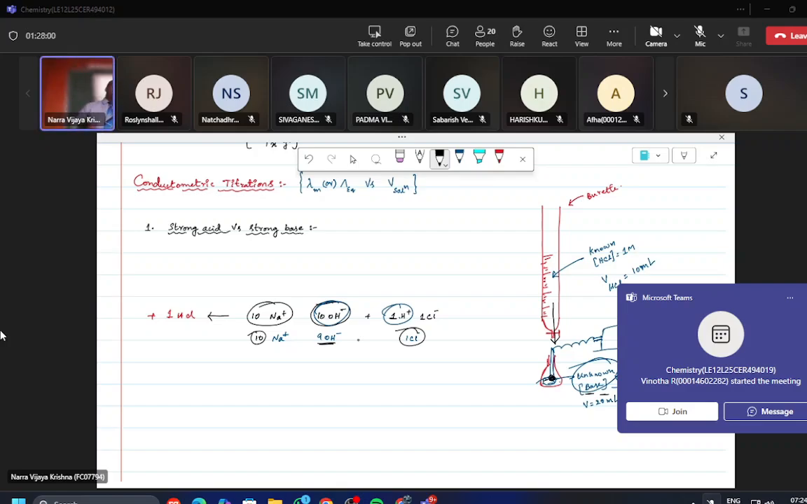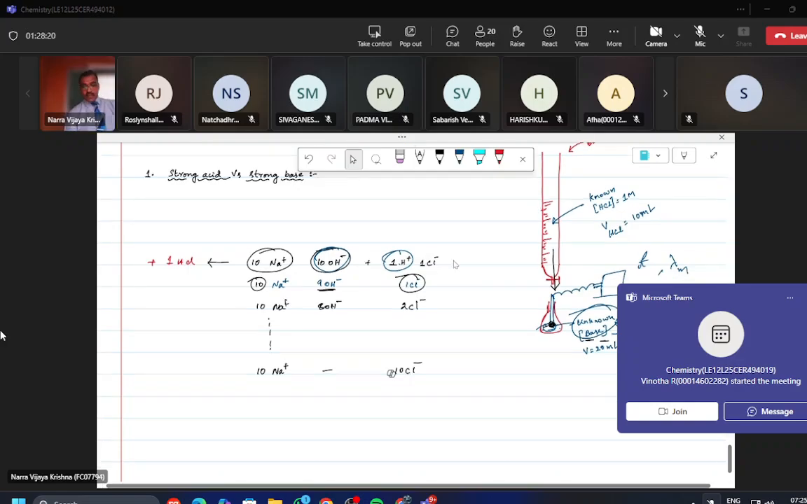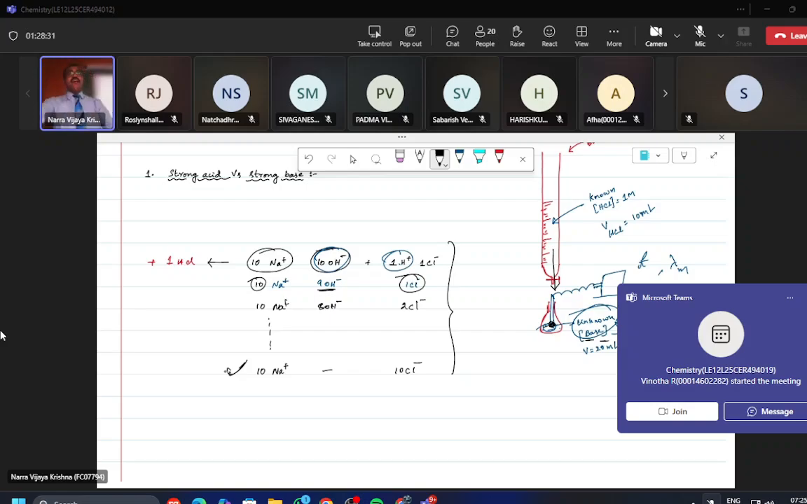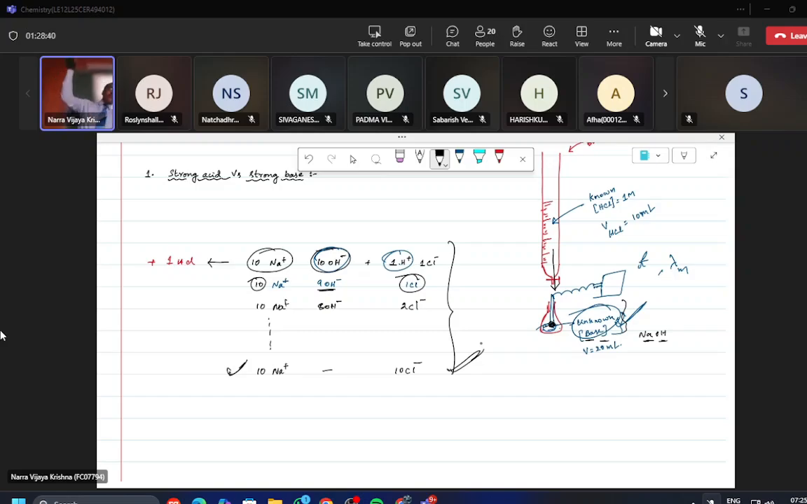If I add another mole of HCl, now what happened? 10, 8, 2. If I keep on adding, after a certain point, only 10 Na plus remain, and OH minus is gone. Correct? Now, how much amount of NaOH is left at this point? 0. So I have completely reacted NaOH with HCl at this point. Correct or not?